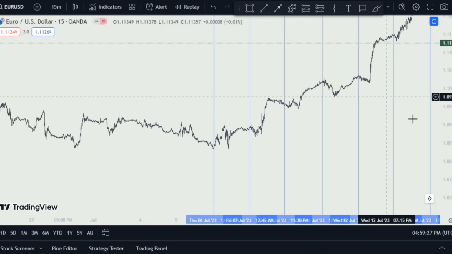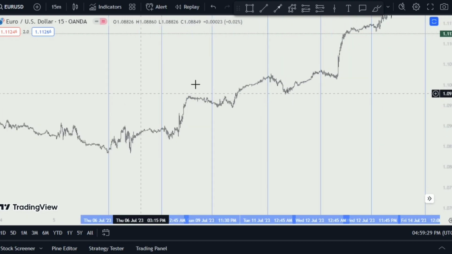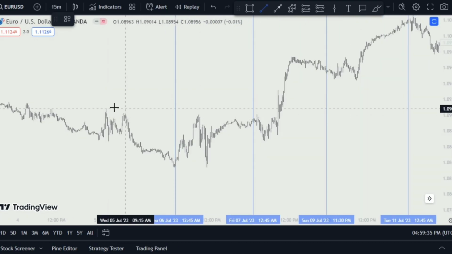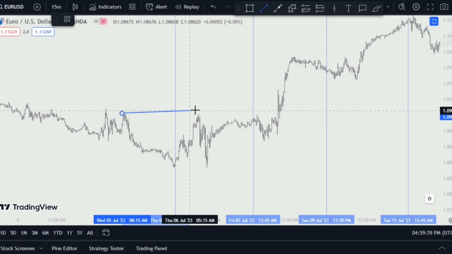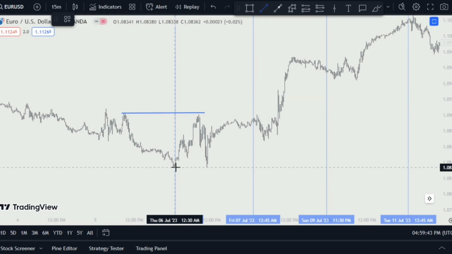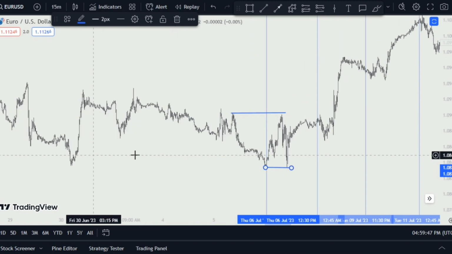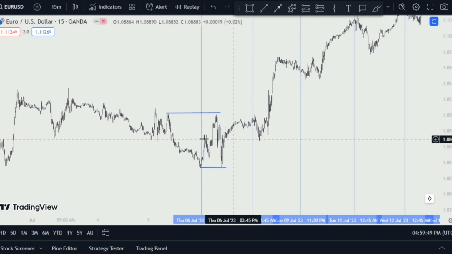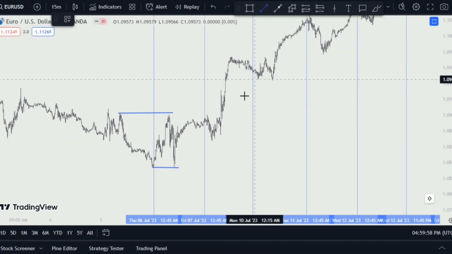Now it's the time for the third step, which is the sweeps of the previous day highs and lows. So this was the previous day high, we didn't get a sweep, and this was the previous day low, we didn't get a sweep of these lows or highs in euro. Similarly, we didn't get the sweep of these lows, but we got the sweep of the highs.